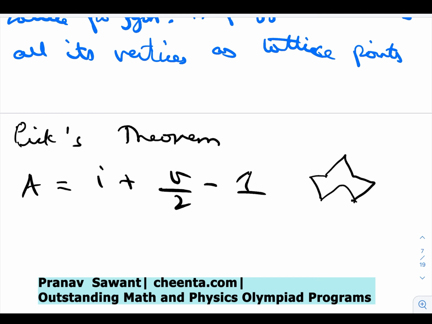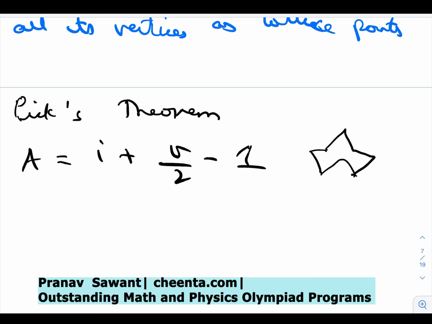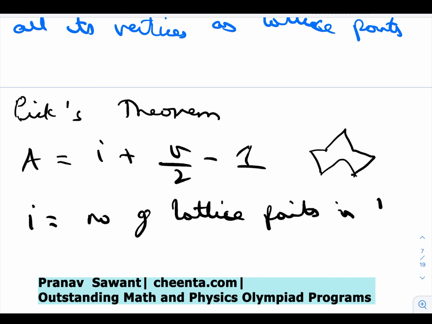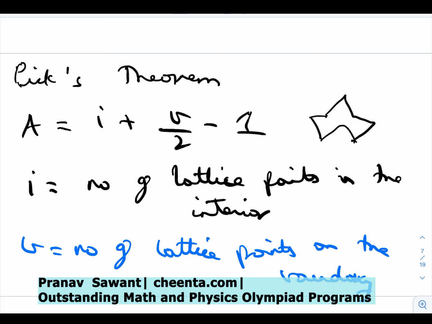But for this question, as the figure has no holes, we can really use Pick's theorem, which is A = I + B/2 - 1, where A is the area of the lattice polygon. I is the number of lattice points in the interior of the polygon. And B is the number of lattice points on the boundary. So I for interior, B for boundary. It's a way to remember that. B is the number of lattice points on the boundary of the given lattice polygon.